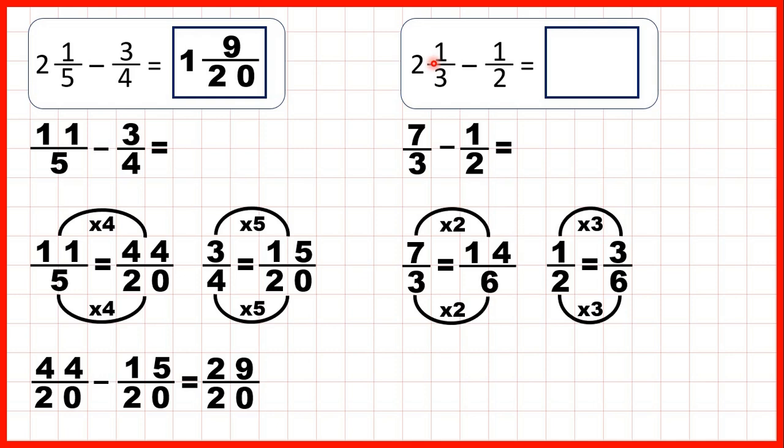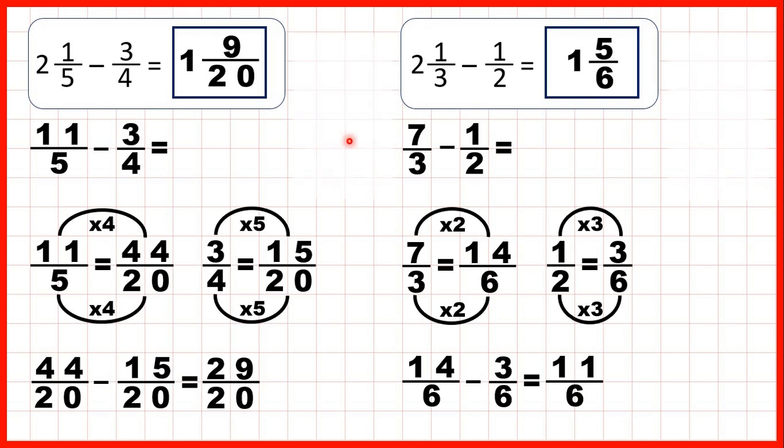So we can rewrite our question again. Instead of 2 and 1/3 or 7/3, we can write 14/6. And instead of 1/2, we can subtract 3/6. So the denominator stays the same, and 14 minus 3 is 11. So we get 11/6 as an improper fraction. To turn that back into a mixed number, 11 divided by 6 is 1 remainder 5, and the denominator stays the same, so that gives us 1 and 5/6.